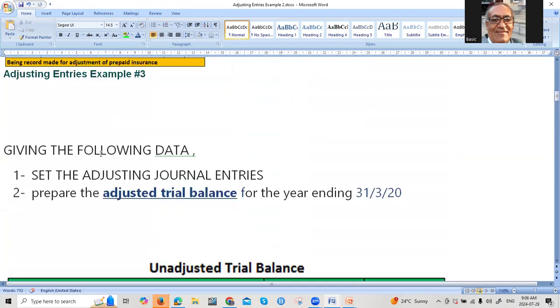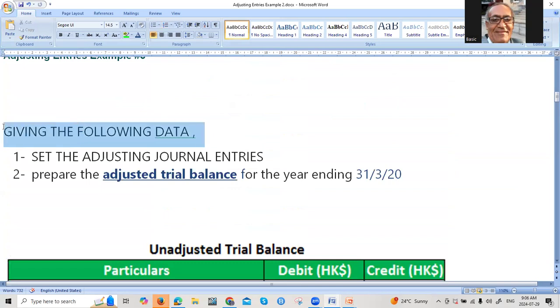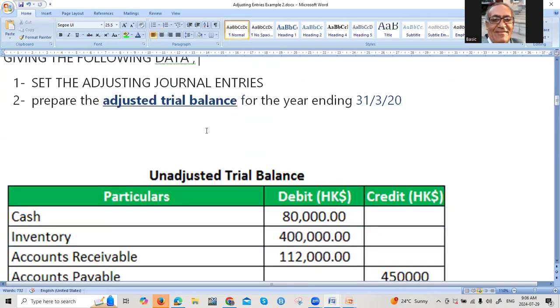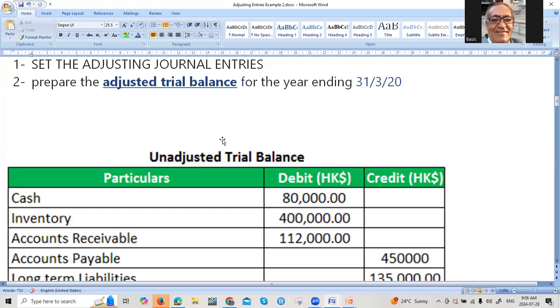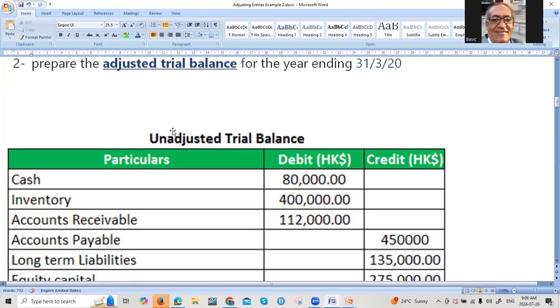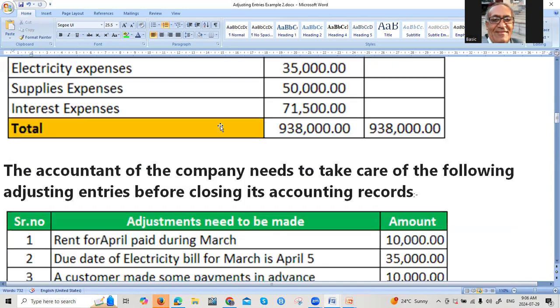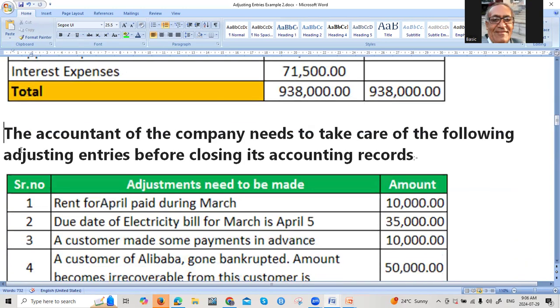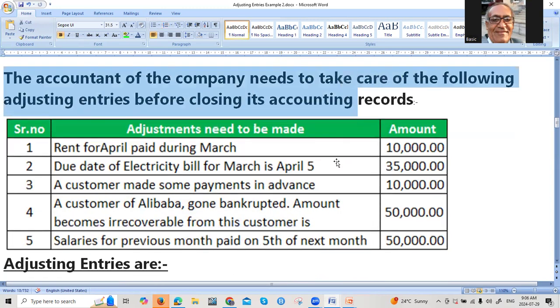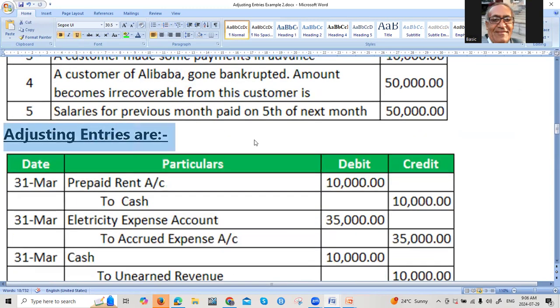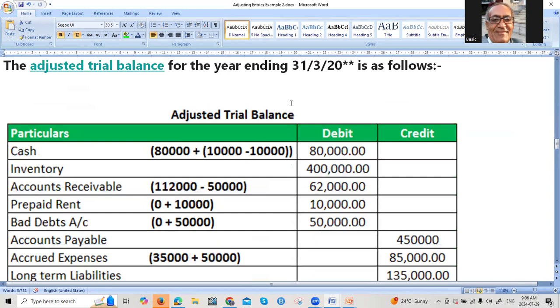So now we have an example, giving the following data, and set the adjusting journal entries. We will set the journal entries for the following. This is the unadjusted trial balance, the first one, the origin. Before we settle the transactions, here are the sums of the transactions which happened. We'll do the journal entries for these transactions, then we will adjust the trial balance.